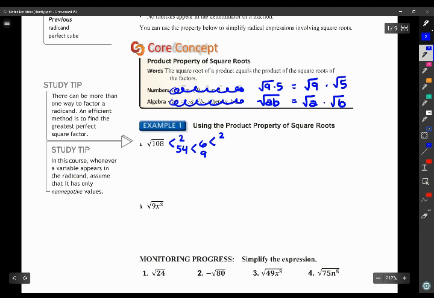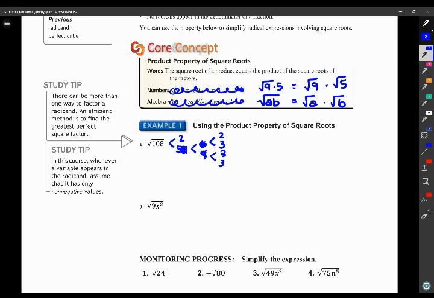And then 6 breaks down to be 2 times 3. 2 doesn't break down any farther besides 1 and 2. 3 doesn't break down any farther besides 1 and 3. And then 9 breaks down to be 3 and 3. All right, and then as soon as you break it down further, then you can just kind of cross it out because we don't use them anymore.